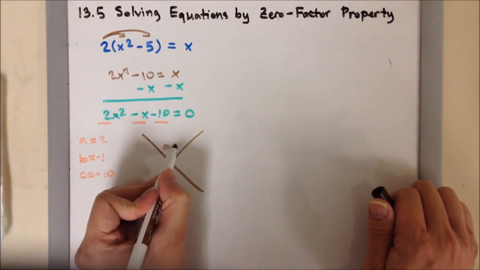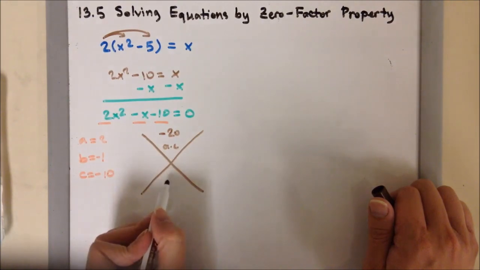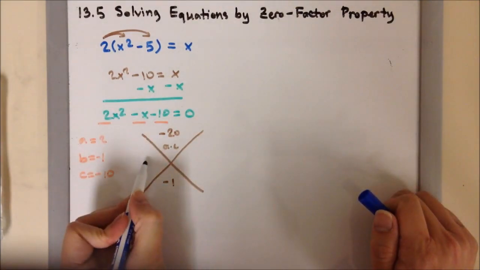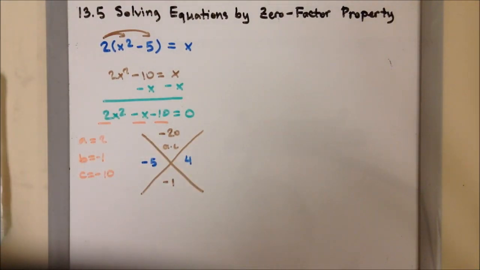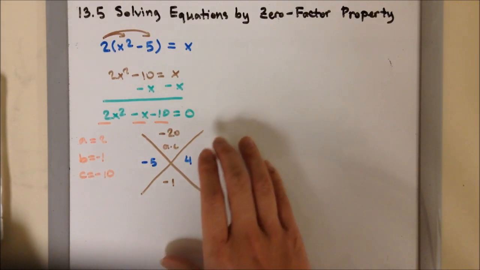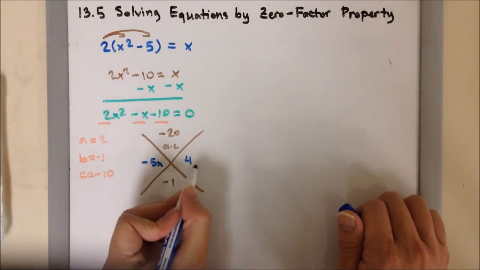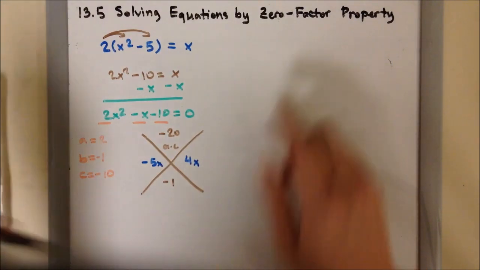So A times C, 2 times negative 10, negative 20. And then the sum is negative 1. So from there, I would say the factors of negative 20 that multiply to negative 20 and add to negative 1. So I would say negative 5 and positive 4. So what I'm going to do is factor this by grouping. So that means I also have the negative 5x and positive 4x. So I'm going to put it up here for more space.